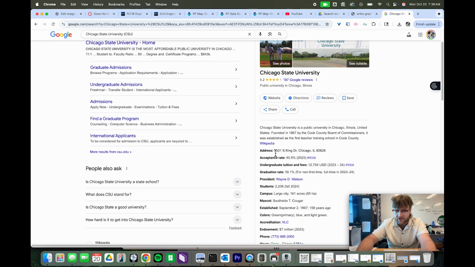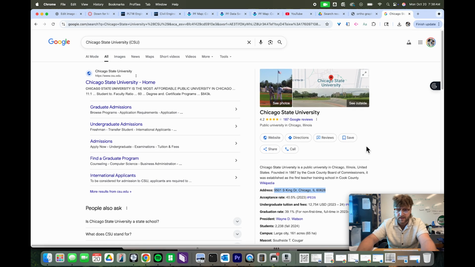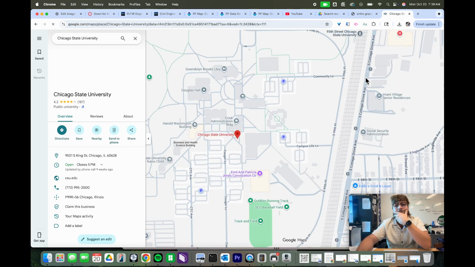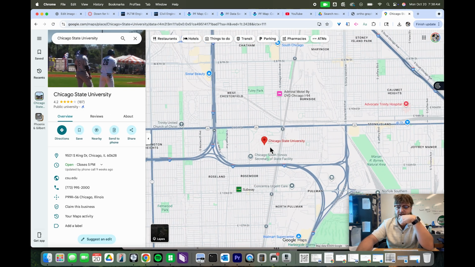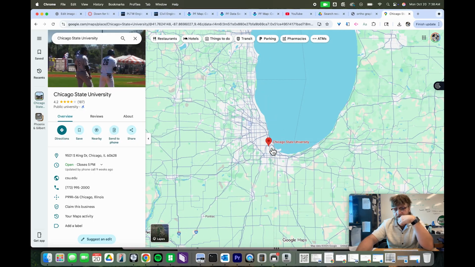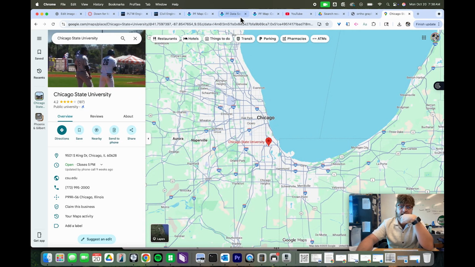So we've got this address here. Let's take a look at that. We can look at it on the map too. So we'll just say that Chicago State University is what they're referencing. Okay, so we're just right there. Okay, nice. So let's go ahead.